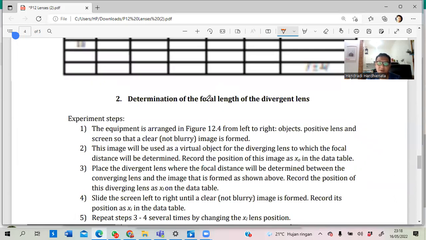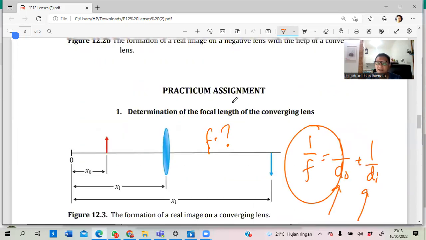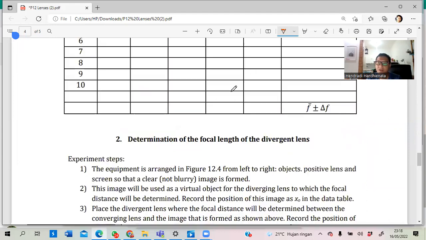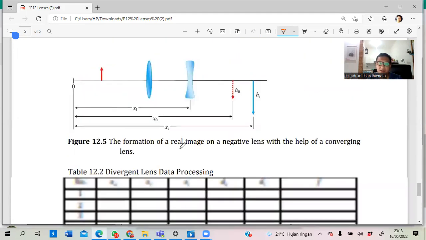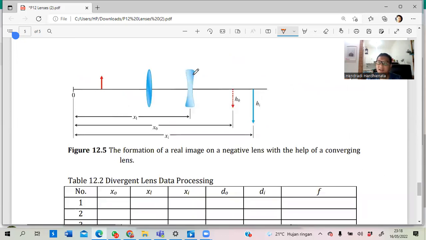Then you do this for the diverging lens, and I think there is a YouTube video that you will see to do the experiment. The second experiment is where you put a negative lens here, which will shift the image rather behind.